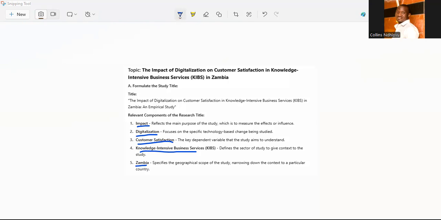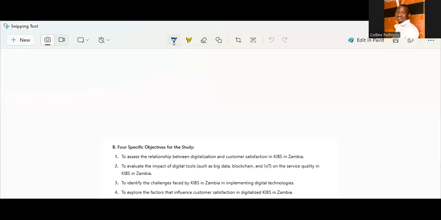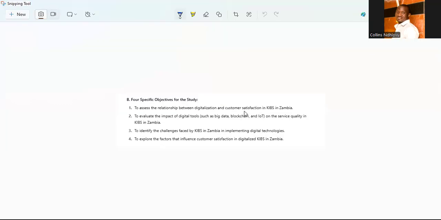Okay, so we're going to look at what? The following objectives. Number one, the objectives must be between 3 and 5, by the way. To assess the relationship between digitalization and customer satisfaction, AIBS Zambia. To evaluate the impact of digital tools like big data, blockchain, IoT on service quality, and also to identify the challenges faced by AIBS in Zambia in implementing digital technologies, and also to explore the factors that influence satisfaction.